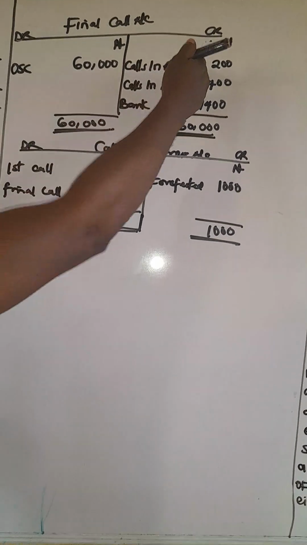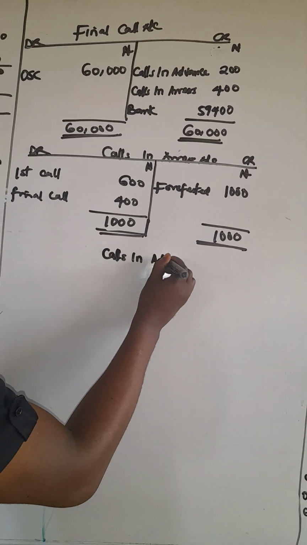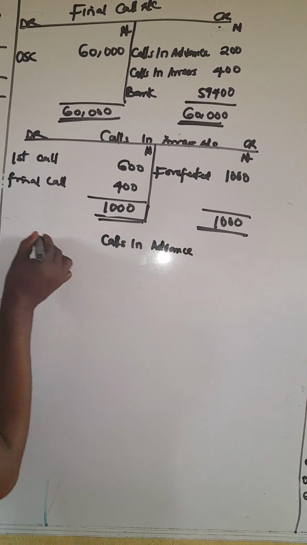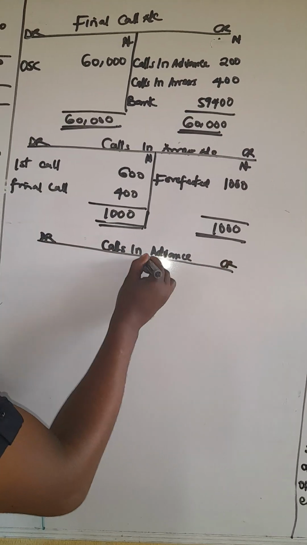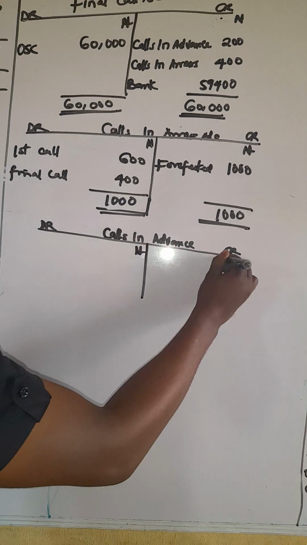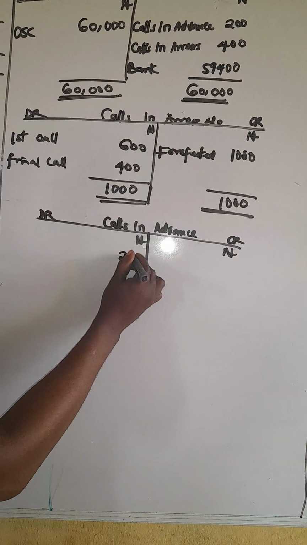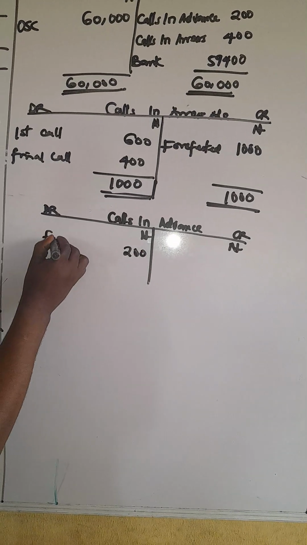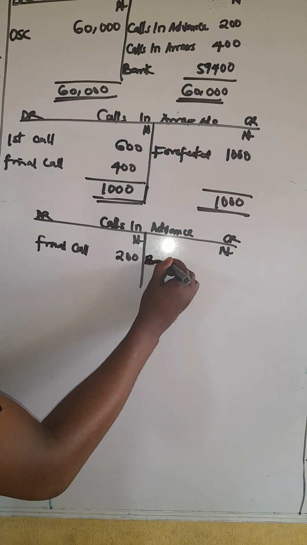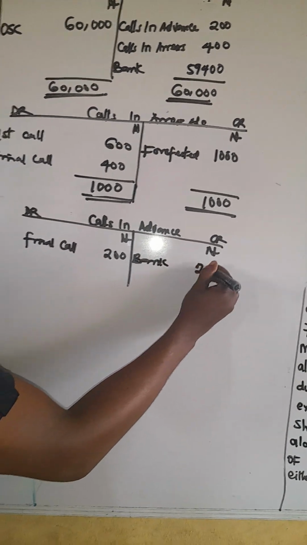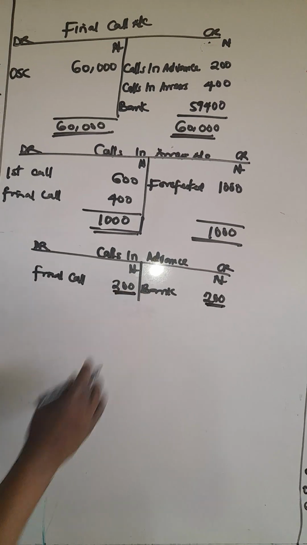Okay, let's do calls in advance. Calls in advance. So this is debit and this is credit. Look at it, calls in advance. I'll bring it at 200. It's coming from where? Final call. It's going to where? Bank. 200. Case closed. So the next thing is what?